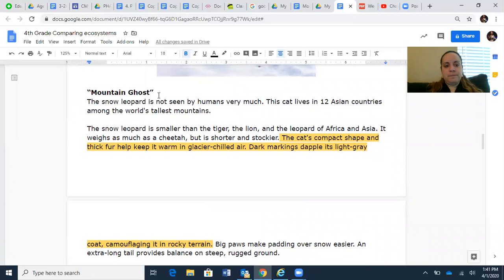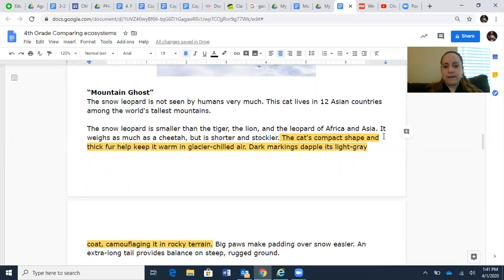Mountain ghost. The snow leopard is not seen by humans very much. This cat lives in 12 Asian countries among the world's tallest mountains. The snow leopard is smaller than a tiger, the lion, and the leopard of Africa and Asia. It weighs as much as a cheetah, but shorter and stockier. The cat's compact shape and thick fur help keep it warm in glacier-chilled air.